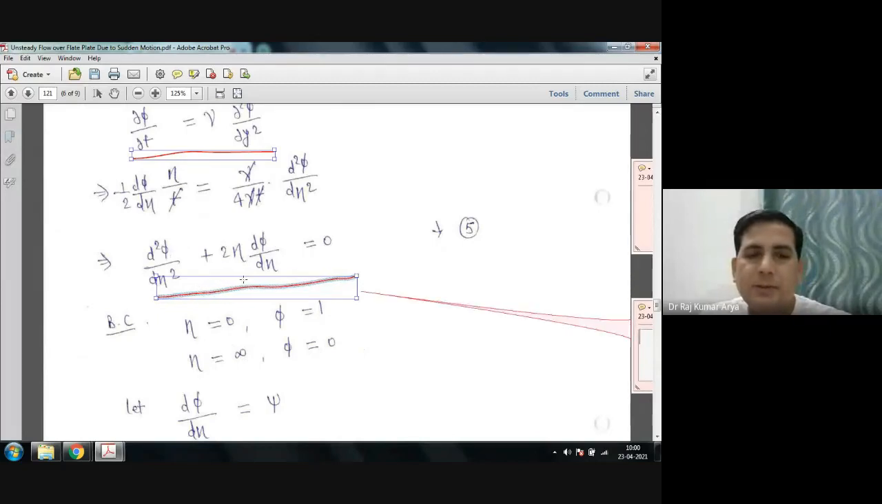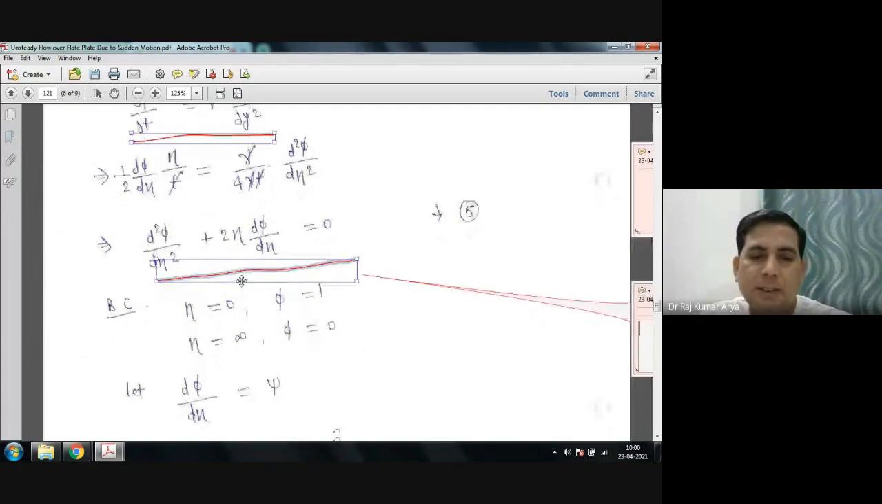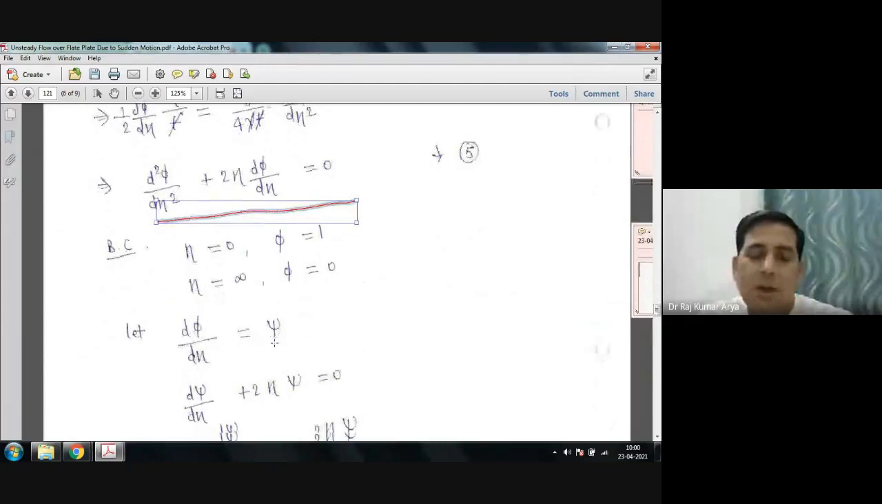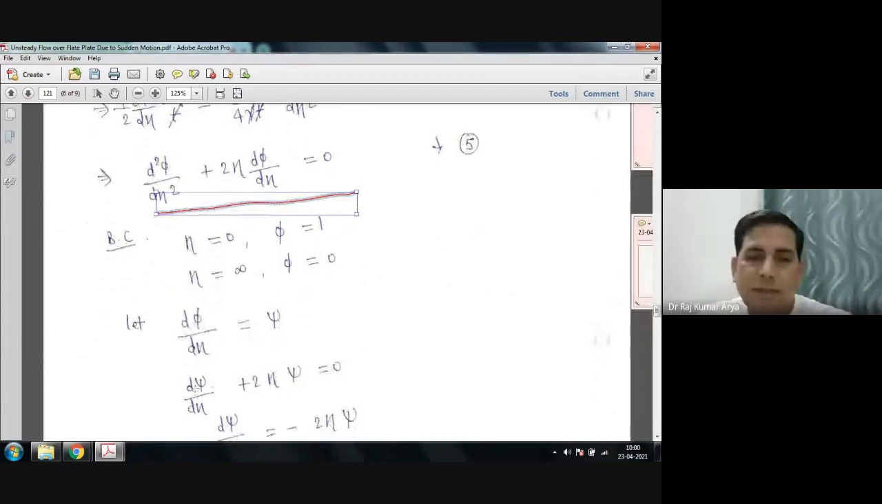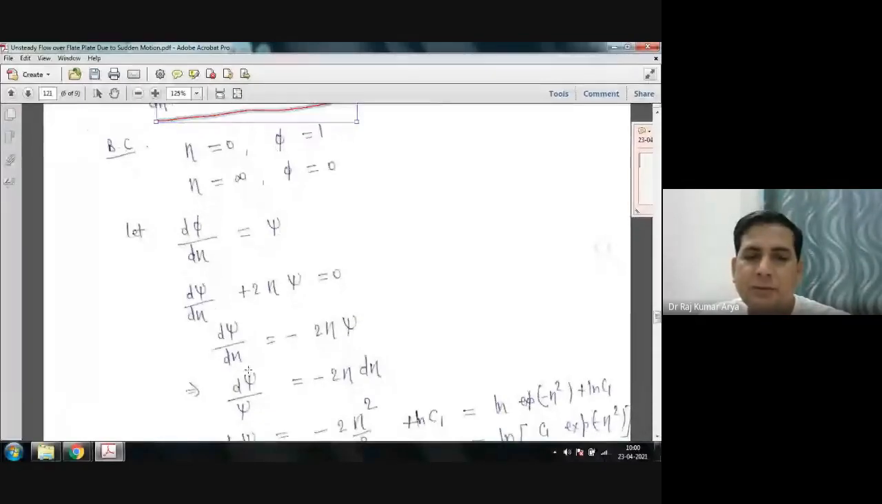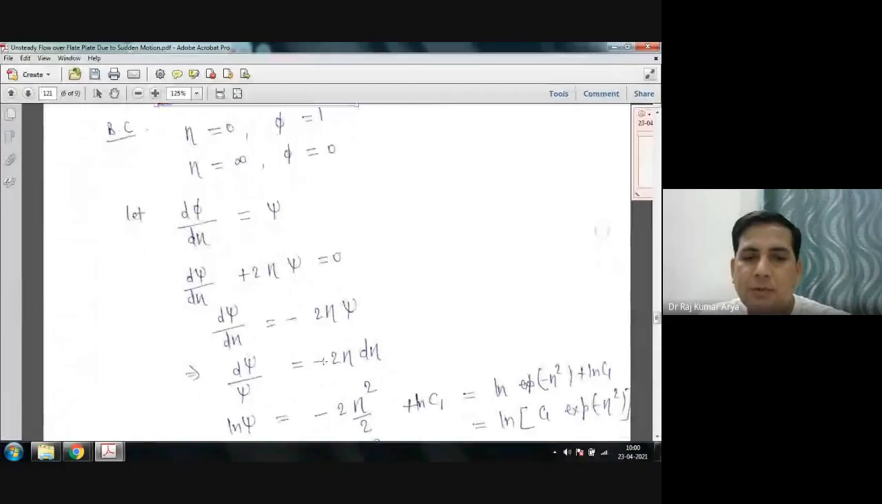Let's say that d phi upon d eta is equal to another function psi. Now you can substitute here, so that d psi upon d eta plus 2 eta into psi equals 0. So you can write d psi upon d eta equals minus 2 eta into psi. You can separate the variables here, so you get d psi upon psi equals minus 2 eta d eta, which is minus 2 eta into d eta, correct?